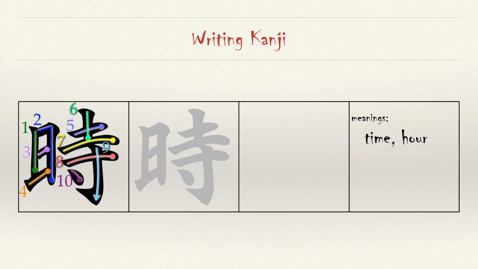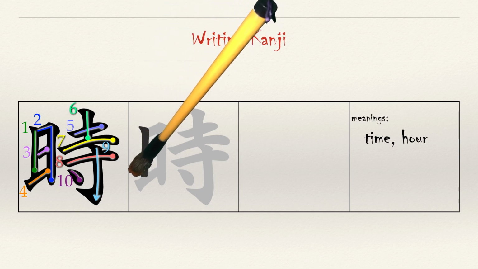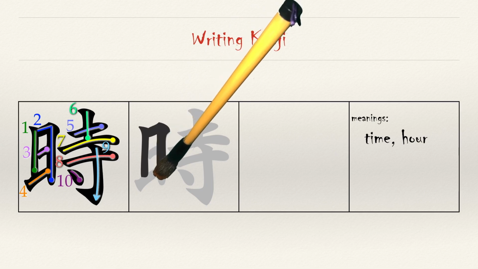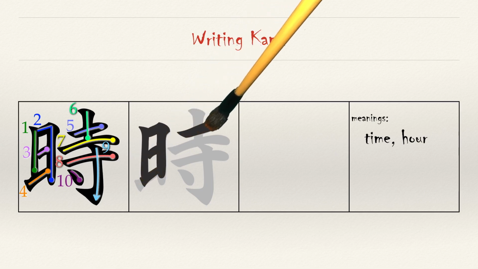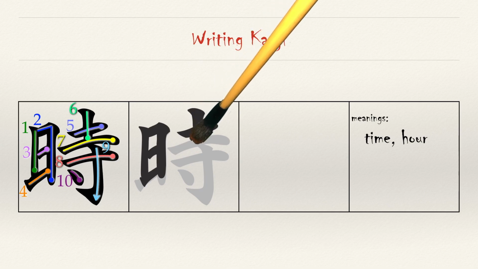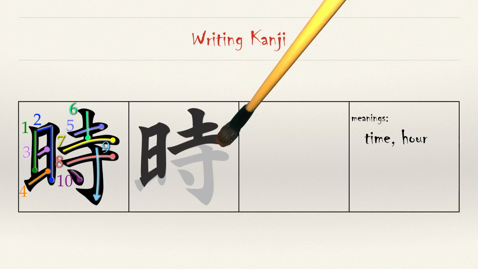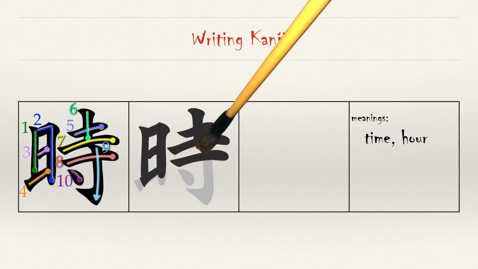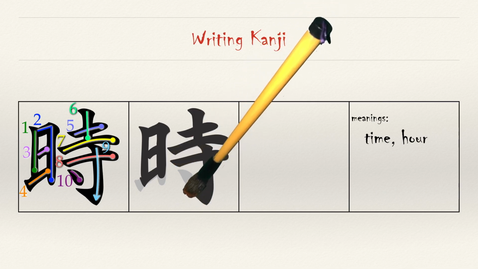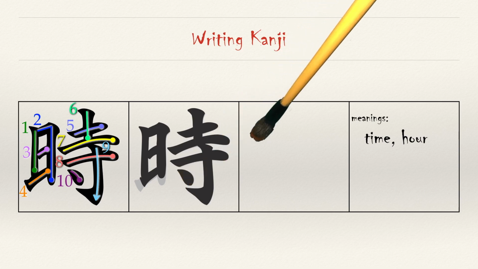Let's try this monstrosity together with the Super Animatron 7000. Strokes 1, 2, 3, and 4 create he on the left side. Strokes 5, 6, and 7 create do on the top on the right. Finally, we end with strokes 8 through 10, across, down with a hook, and a small drop.